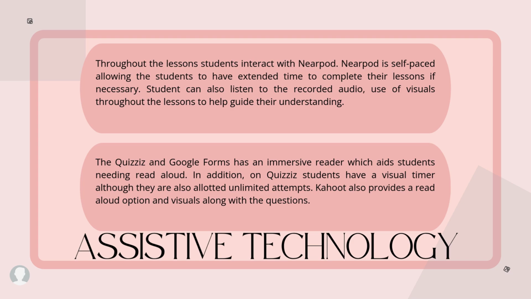The Quizizz in Google Forms has an immersive reader, which aids students needing read aloud. In addition, on Quizizz, students have a visual timer, although they are also allotted unlimited attempts. Kahoot also provides a read aloud option and visuals along with the question.